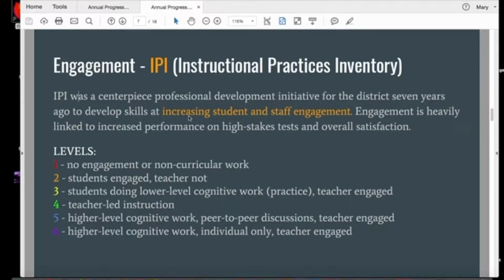So category 1 is coded when they walk in the room and the students are not engaged in learning that's related to the curriculum in any way.